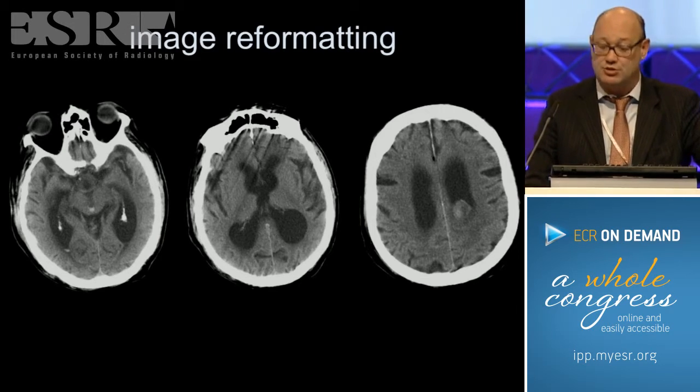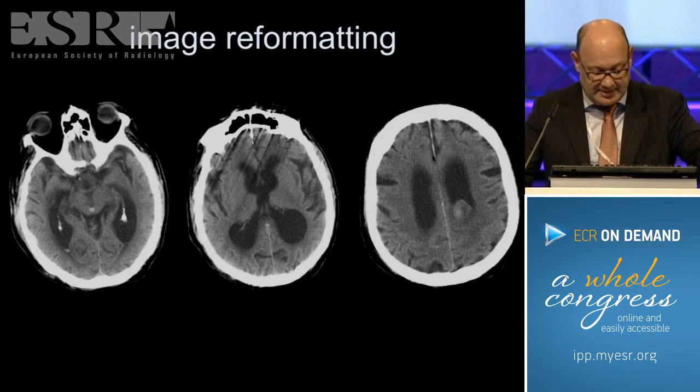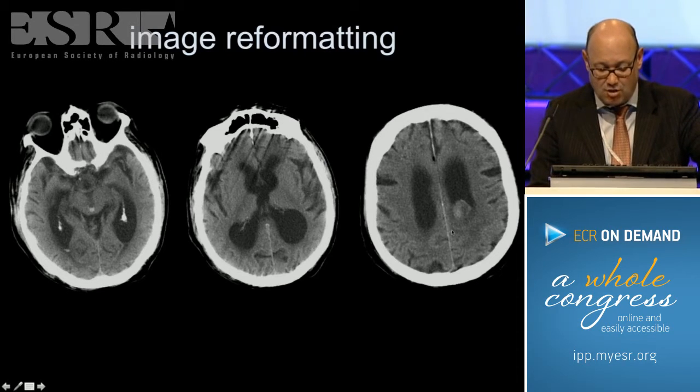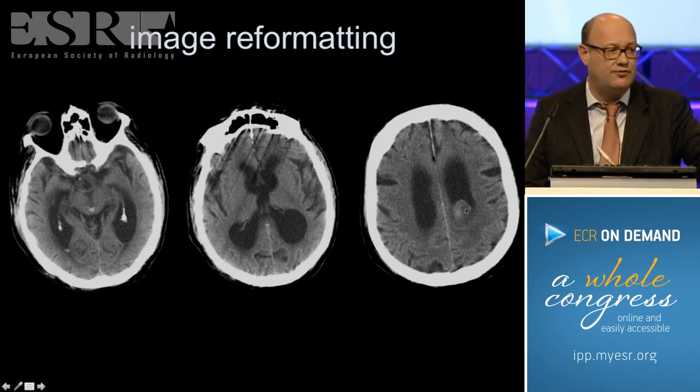This is a case I saw last week. It's a patient presenting with a hydrocephalus, as you can see. The ventricles are much too large. There's a lesion over here, a hemorrhagic lesion over here. So how can we explain this hydrocephalus? If you look carefully, you will notice that here we see some sedimentation level in the occipital horn of the right lateral ventricle. So there is hemorrhage into the ventricle.